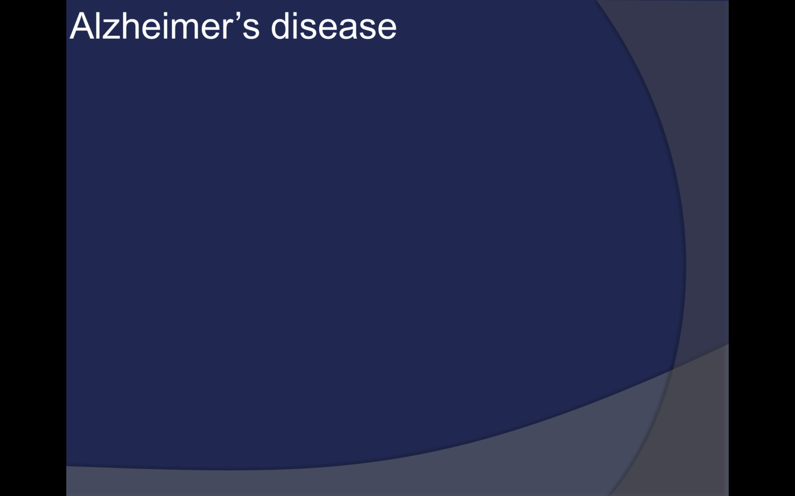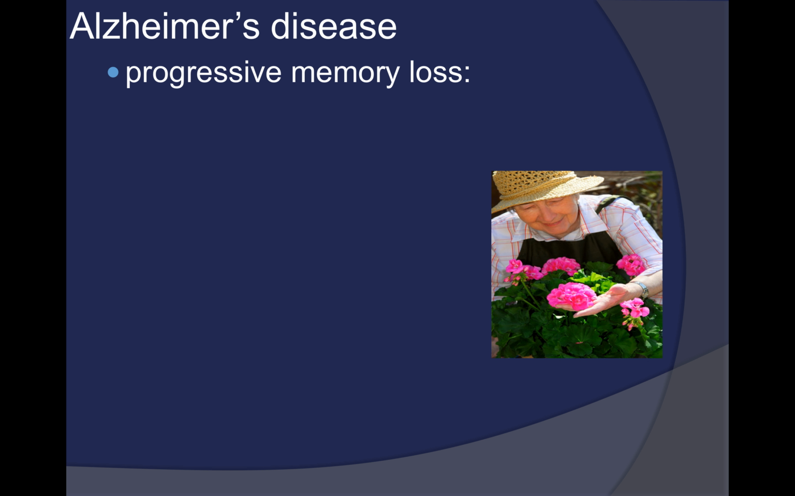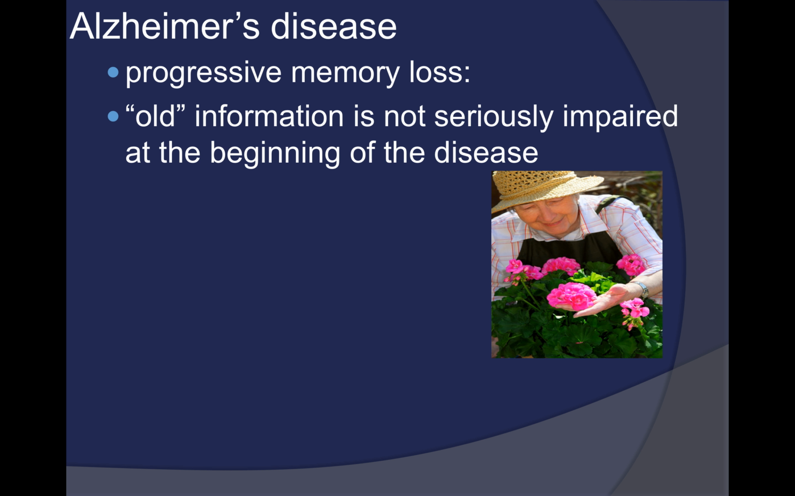Okay, I want to wrap it up by talking about Alzheimer's, which is, of course, progressive memory loss. At the beginning of the disease, old information is not seriously impaired, and so you can actually play on this fact to the advantage of the person with Alzheimer's whenever you visit them. As the disease progresses, they will lose information. They'll forget even personal information, and often when asked about it, they'll make up information that seems logical. People have different philosophies about this phenomenon called confabulation again.